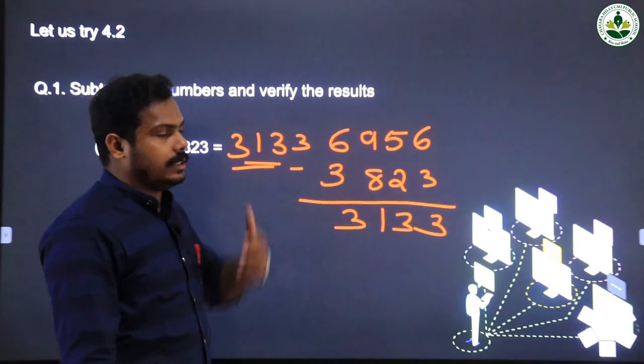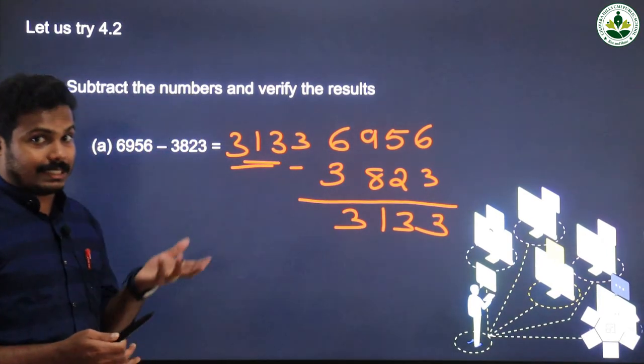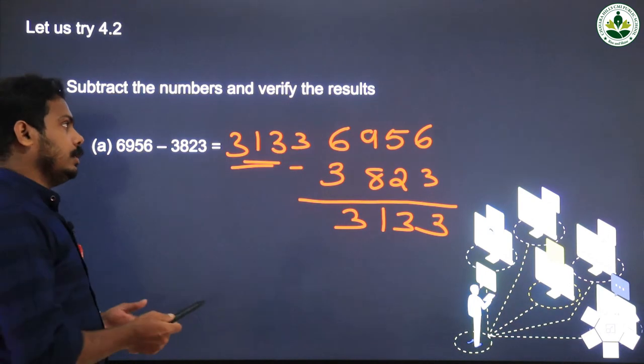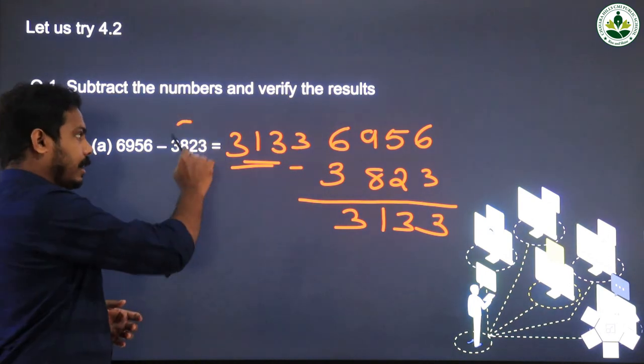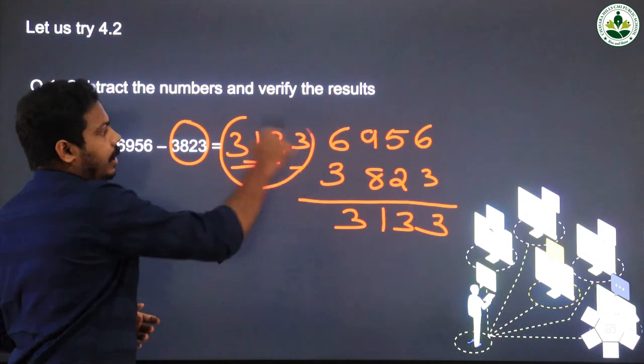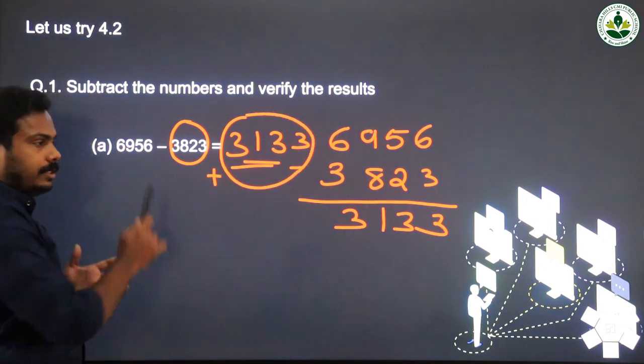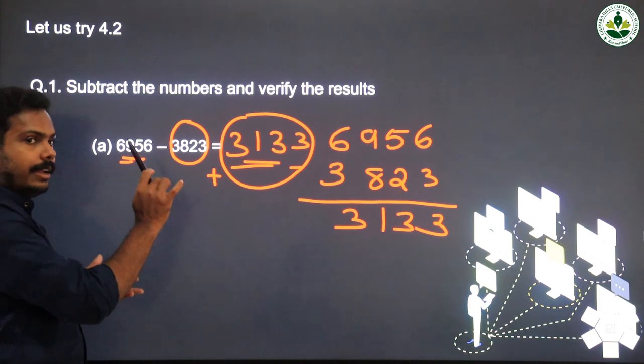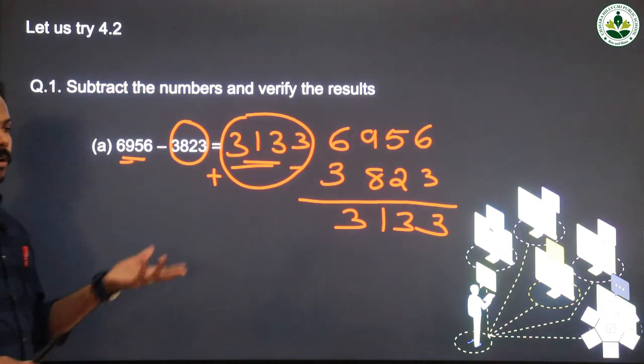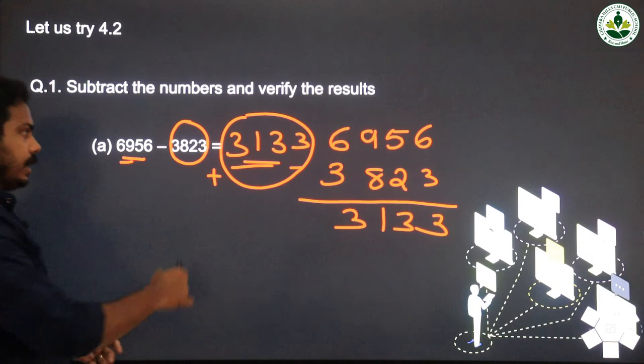We need to verify the result. We already discussed how to verify. We need to add the second number and the answer. Just add these two numbers. If you get the first number, then it is right, otherwise our calculation is wrong.